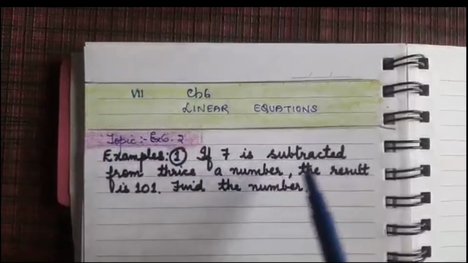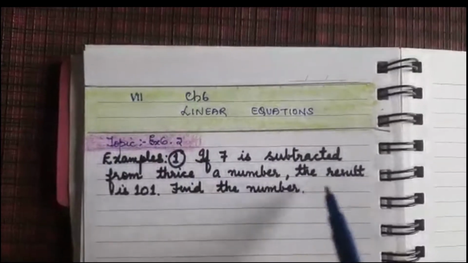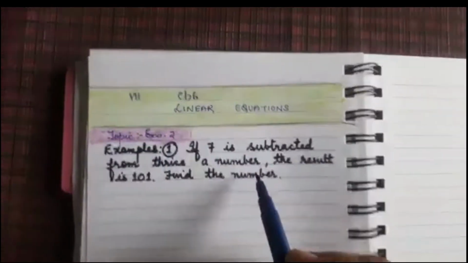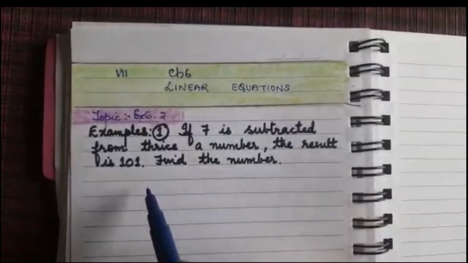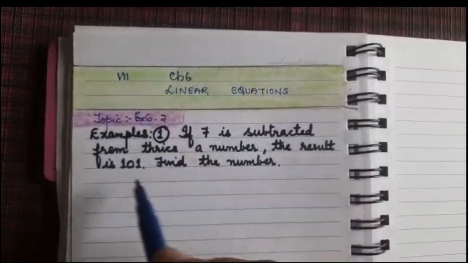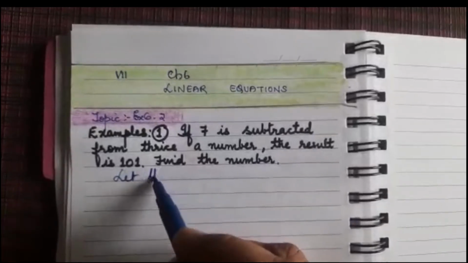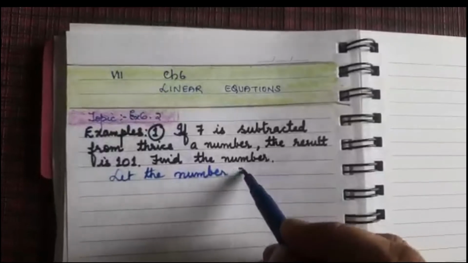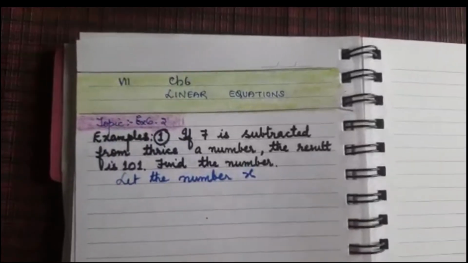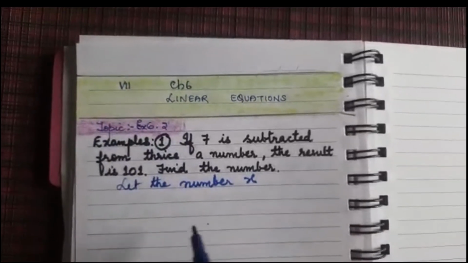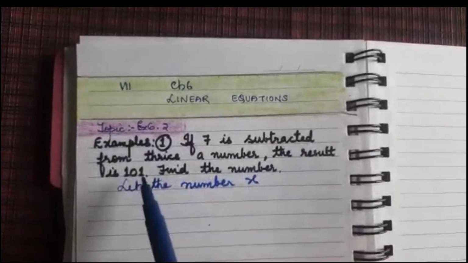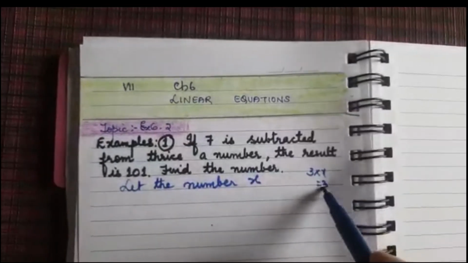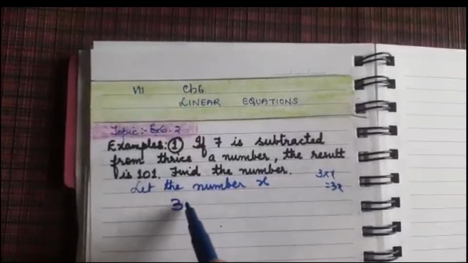So if 7 is subtracted from thrice a number, the result is 101. Find the number. That means the number is considered as the unknown, so it is taken as a variable. So let the number be x. You can take any alphabet, but with small letters you will be writing. My favorite one is x. If 7 is subtracted from thrice a number, thrice means 3 into x, that is 3x.